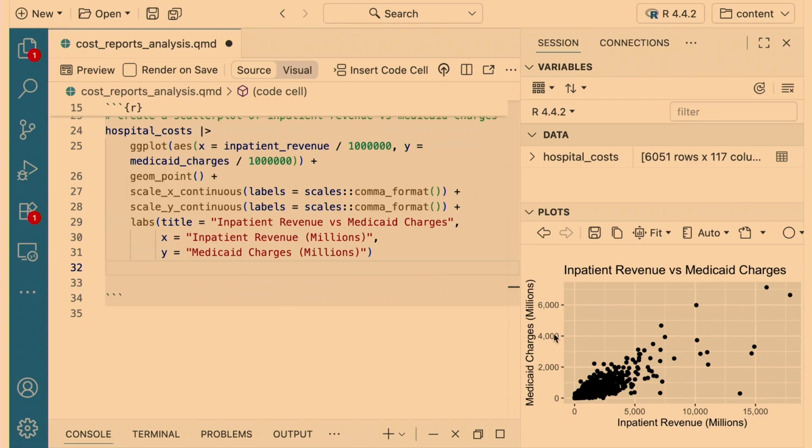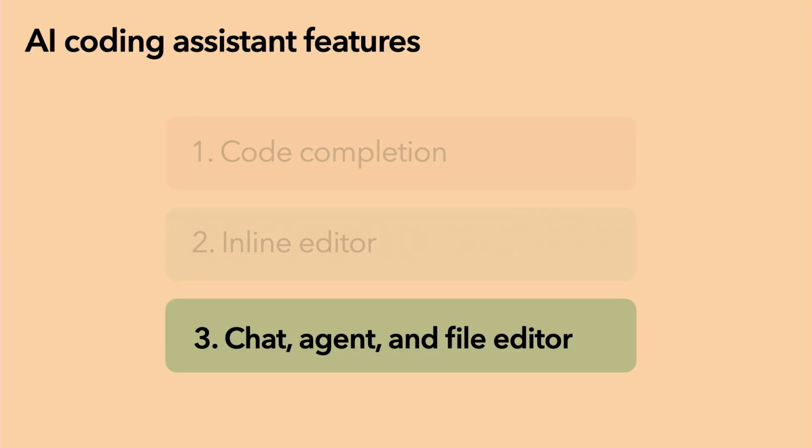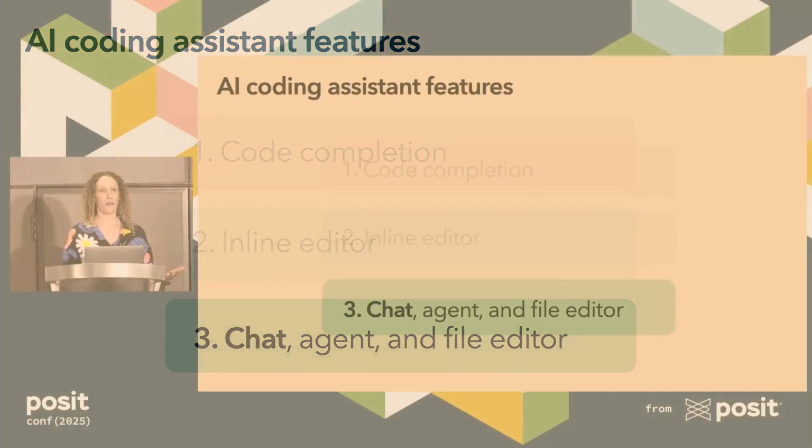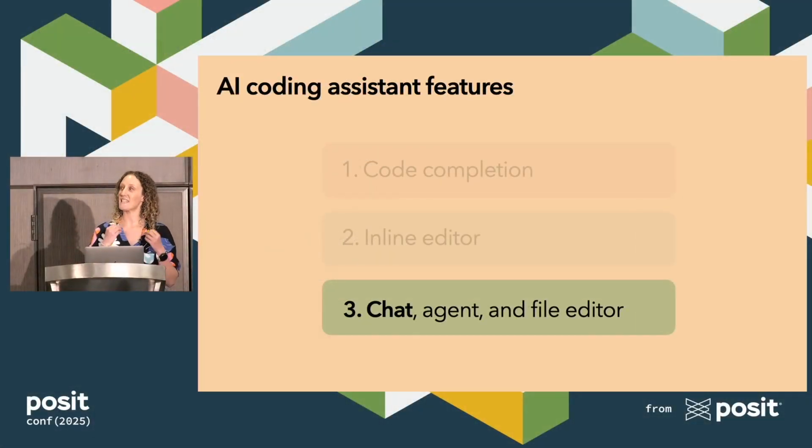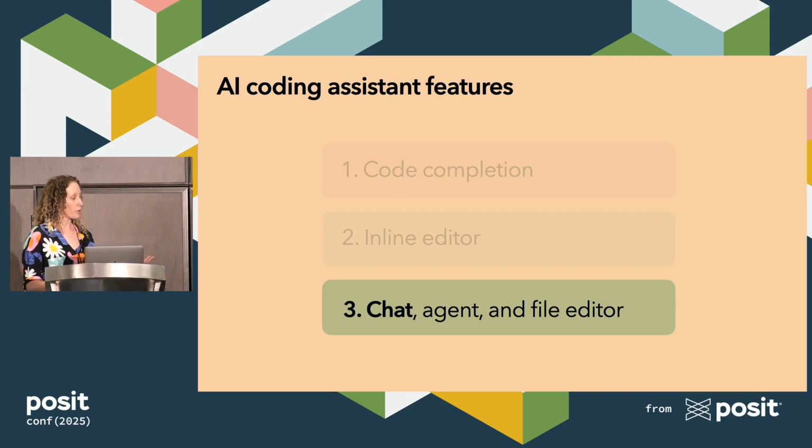Pretty cool. So let's move on and talk about the chat, the agent, and the file editor. So I've bundled these together not because they are the same, but because they all live in the same place. So the chat, I'm not really going to show you. The chat is essentially like ChatGPT, but it's context aware. You can ask it questions, but it can see your file and your console, and you can add extra context. And it's actually really, really useful.